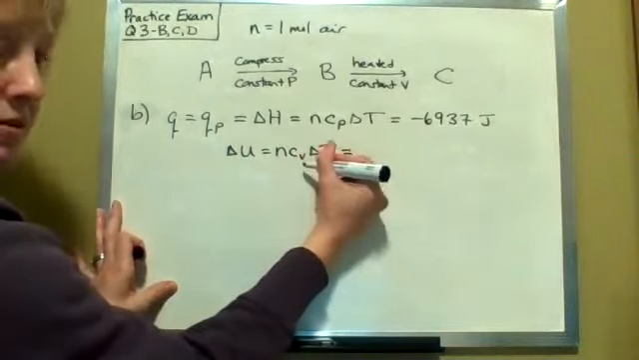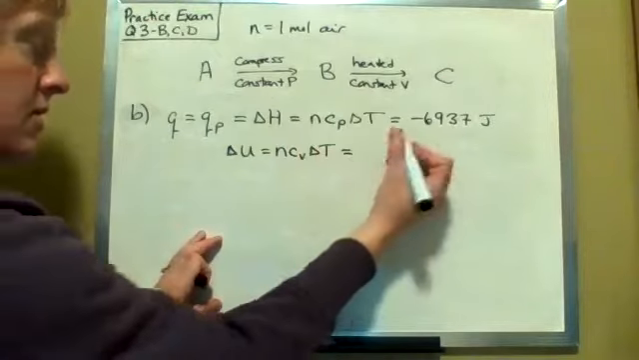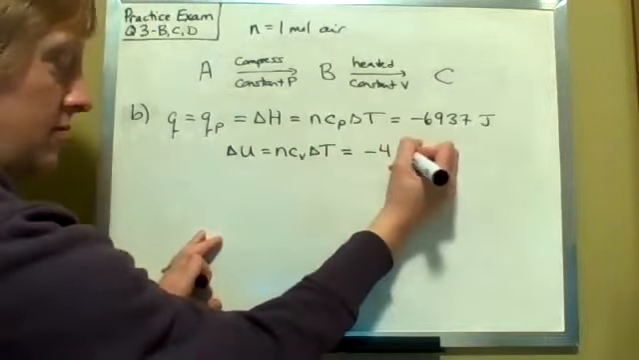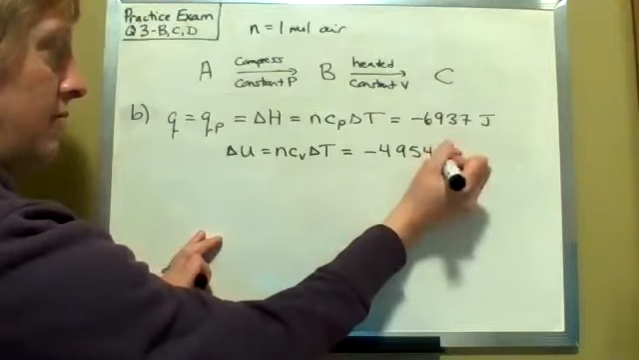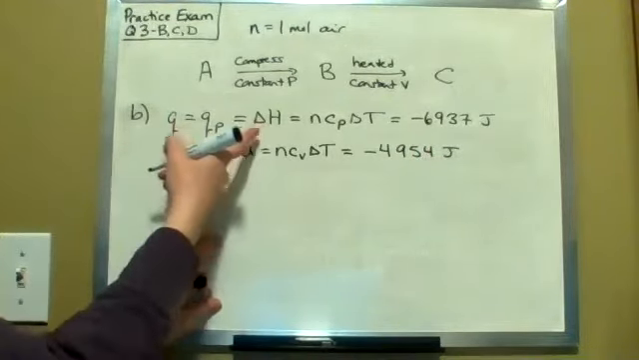Now we can go ahead and solve for delta U, which is nCv delta T, all the time. It doesn't have to be a constant volume process, and we derived that as well within the notes. In this case here it is minus 4,954 joules.